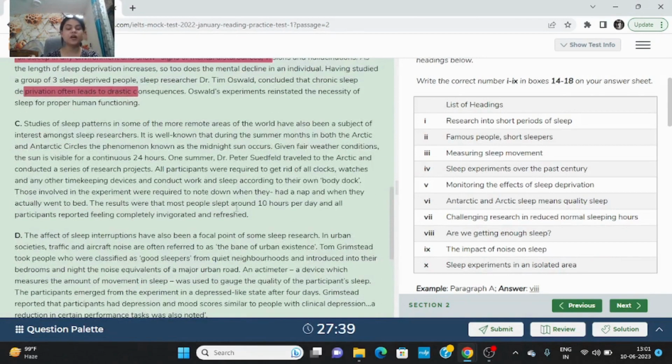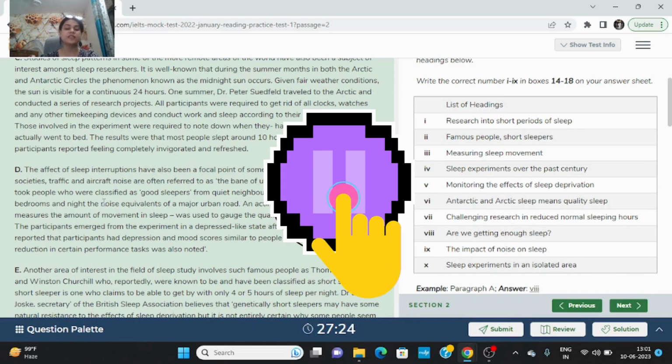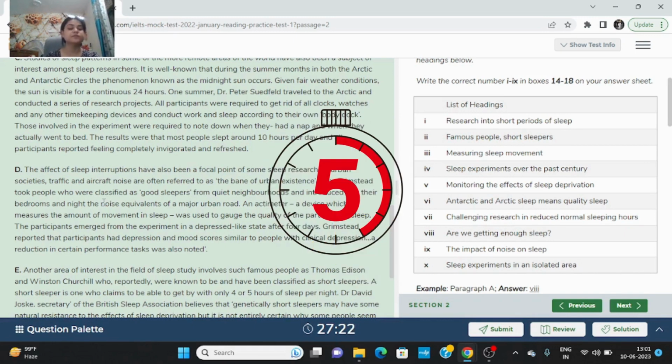Okay, let's move to our next question, that is paragraph D. Now quickly go through paragraph D and scan these headings and tell me which option is the most appropriate one for this one. I'm giving you 5 minutes, take it, and after that we will start.